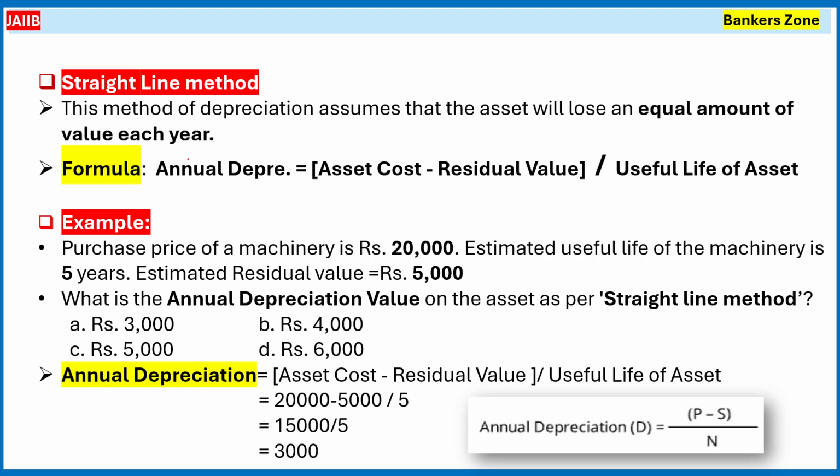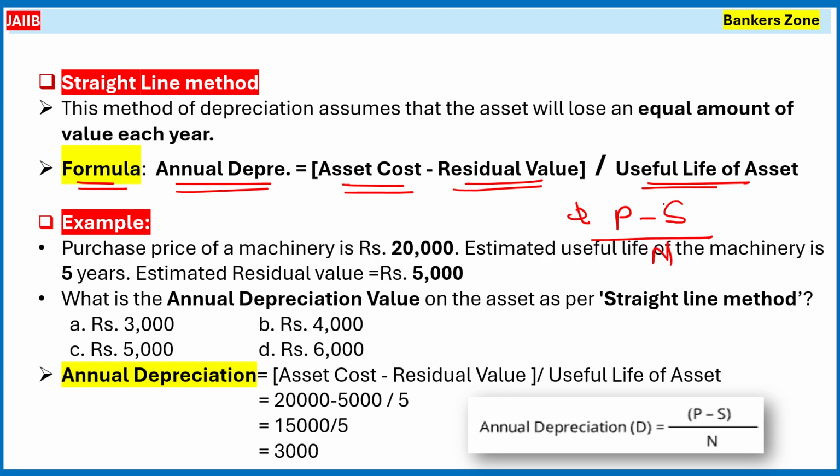Okay. Now, see the formula. Annual depreciation is nothing but the cost, that is asset cost, minus residual value, divided by the useful life. Very simple. What is the cost? The purchase price, minus the salvage value or the residual value, divided by the number of years. Okay, very simple formula. Now through an example you will get a better idea.